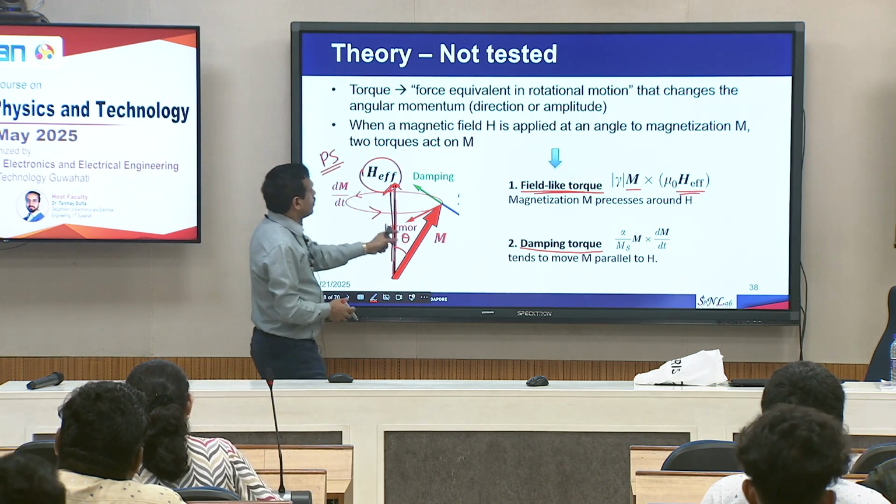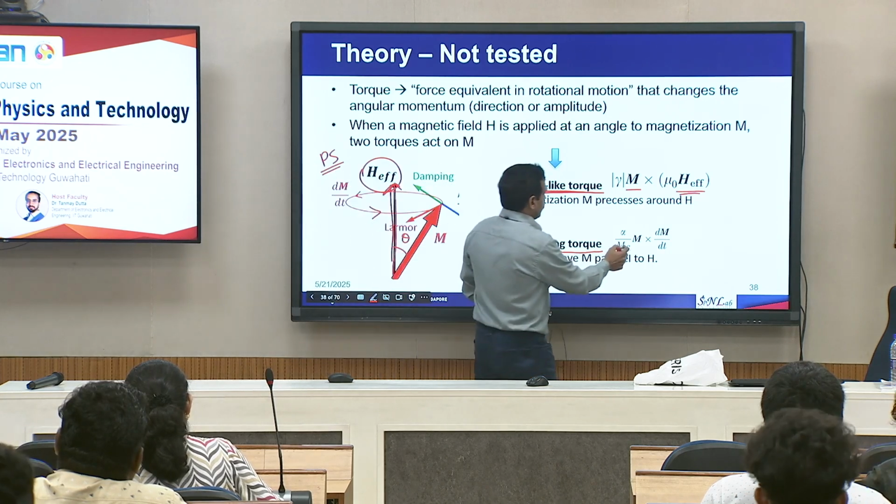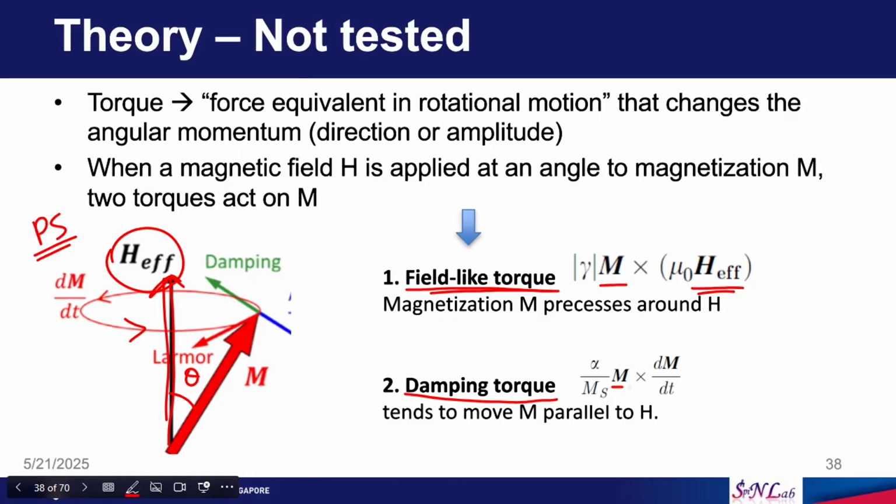So, this damping is given by this formula. It is a cross product of m and dm over dt. So, m is along this direction and dm/dt is along this direction. Basically, this damping brings the magnetization parallel to H. So, the damping torque moves the magnetization parallel to H.